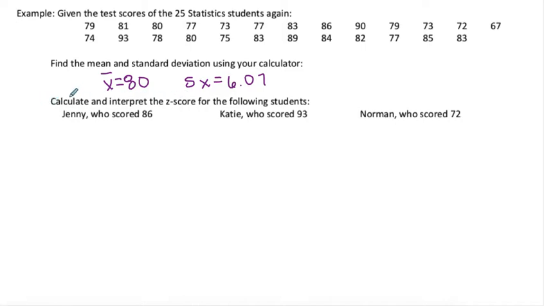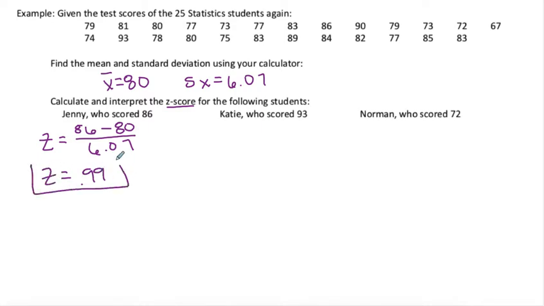The new part here: calculate and interpret the z-score for the following students. So what would Jenny's z-score be? We would take her observation of 86, subtract the 80 to see how far she was from what we expected on average, divided by 6.07. If I put that in my calculator, I get 86 minus 80, so I get 6, divided by 6.07, and I get 0.9884, so I'm going to round that to 0.99 for Jenny's z-score.